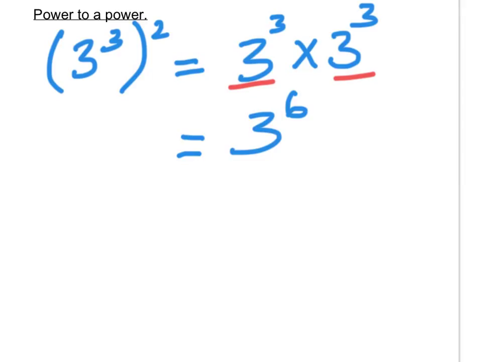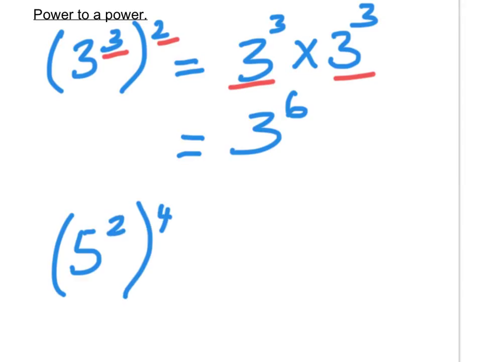Okay, so what you do when you have an exponent being raised, the power to a power, you multiply the numbers. So for example, if you have 5 to the power of 2 to the power of 4, well, what does that mean you're going to have?